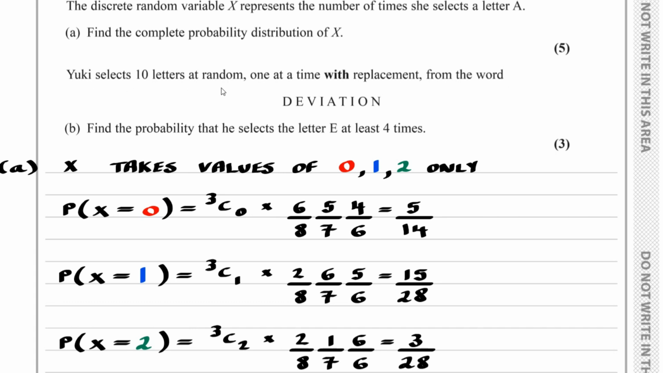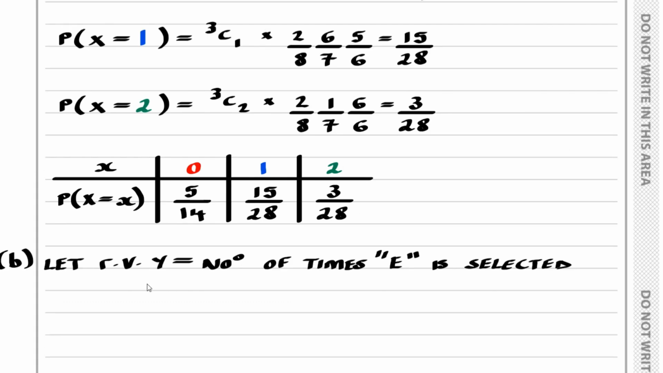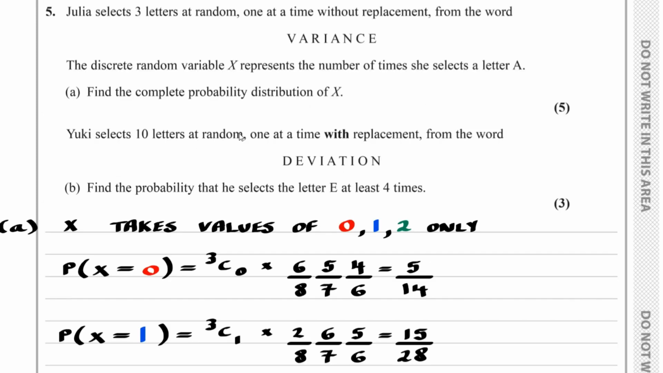Yuki selects 10 letters at random, one at a time, with replacement from the word deviation. We've got the letters D, E, V, I, A, T, I, O, N. We have to find the probability that he selects the letter E at least 4 times. To begin with, let the random variable Y equal the number of times E is selected. Now the key here is we're selecting 10 letters and we're replacing those letters. So once I pick a letter, I put it back. And I'm doing this process 10 times.